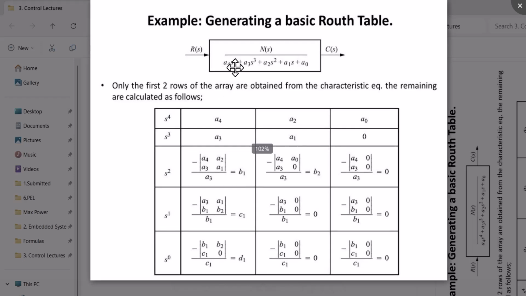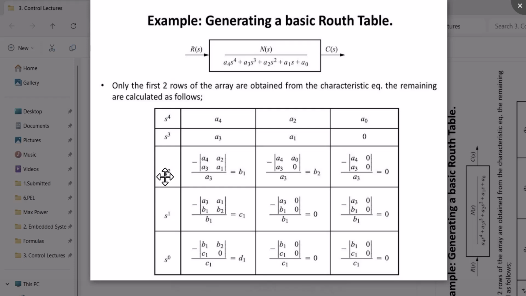Okay, so here you can see that first s raised to 4, s^3, s squared, s1, s0. So a4, then we have to place a2 and then a0. After this at s cube we have to place a3, then a1, then 0 because there is nothing ahead.